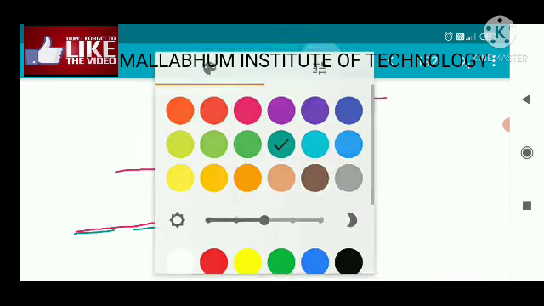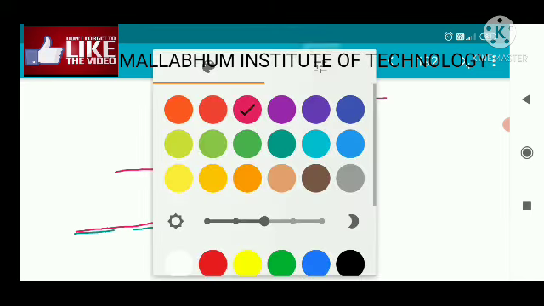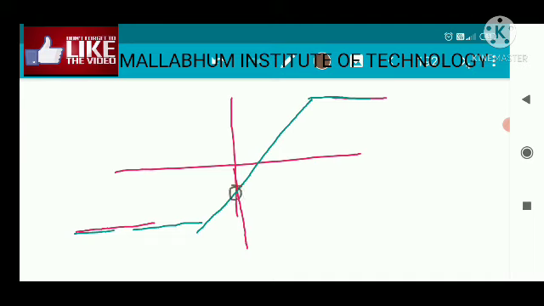The graph looks like this. There are two points of intersection. The first point of intersection is here and the second point of intersection is here. This is your V0 and this is your Vd.